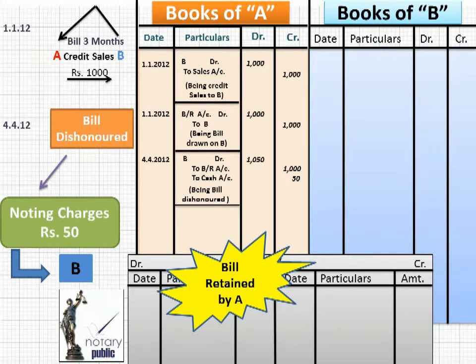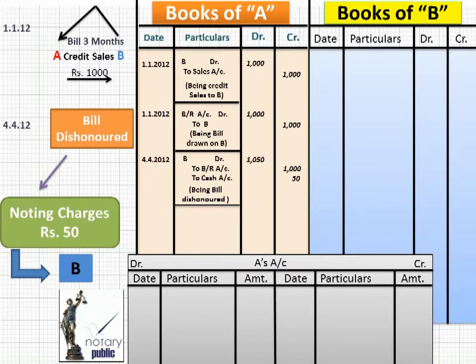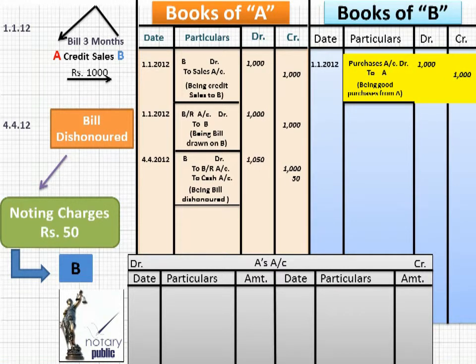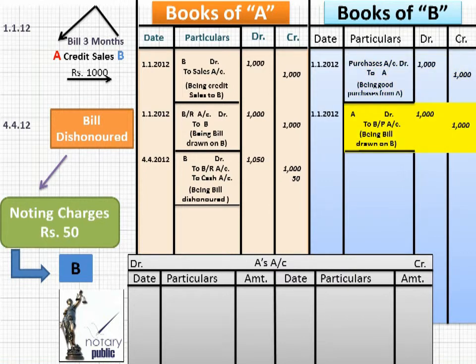Now let's see what will be the journal entries in the books of B. On 1st January 2012, you bought the goods. So journal entry will be purchases account debit to A. And on the same date, you gave the bill to A. So the journal entry will be A to BP ₹1,000. And on the due date, you couldn't go to A because you didn't have money. So bill is dishonored. What will you do? You will reverse the journal entry. The reverse journal entry will be BP to A.